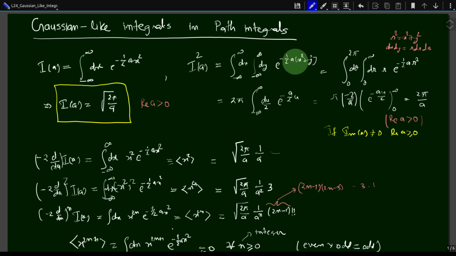And nowhere do I have to make an assumption that a has to be real or complex. All I need to know is that the real part of a has to be greater than 0 for this to die out to 0 when u goes to infinity. Okay, so that's all I care for. In fact, what people have shown is that when the imaginary part of a is not equal to 0, then the real part of a can be equal to 0 for this expression to be valid again.